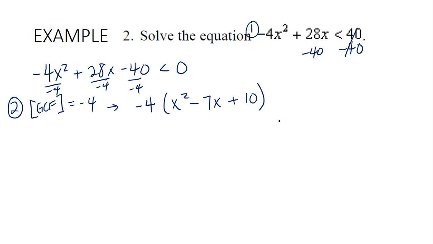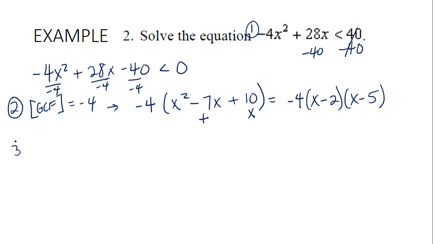Next, to factor this, it's a simple trinomial. So I ask myself what multiplies to give me 10, but adds to give me negative 7. Perfect, negative 2 and negative 5. So we have negative 4 times x minus 2 times x minus 5. Questions about step 2?